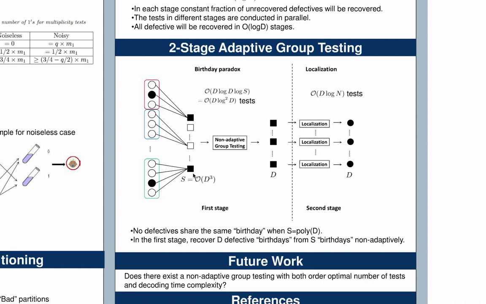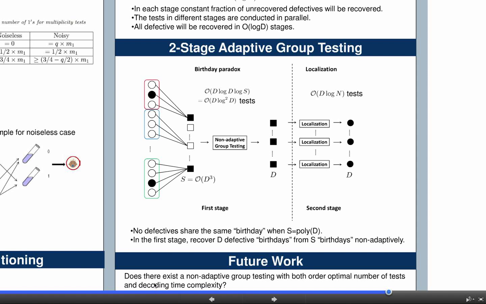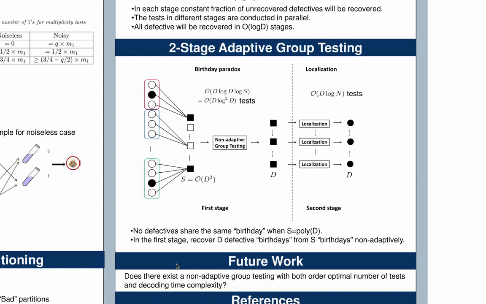All right. So here we have considered three different kinds of algorithms. Obviously, there is scope for improvement. For example, in the non-adaptive group testing, we pay a penalty of log d. So obviously, there's a future direction possible, which is motivated by the question whether there exists a non-adaptive group testing which has both order optimal number of tests as well as the decoding complexity.